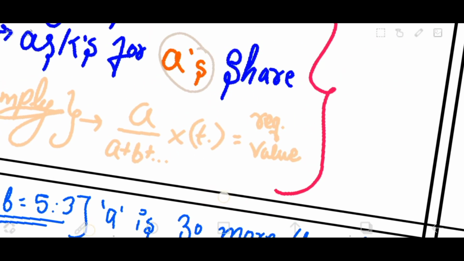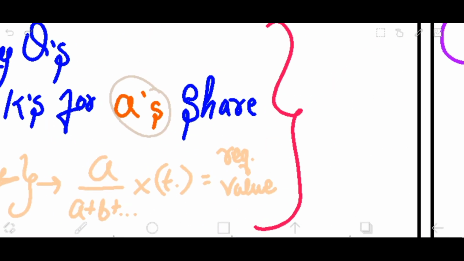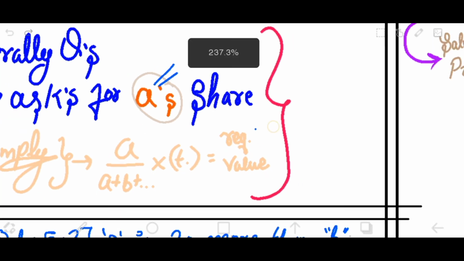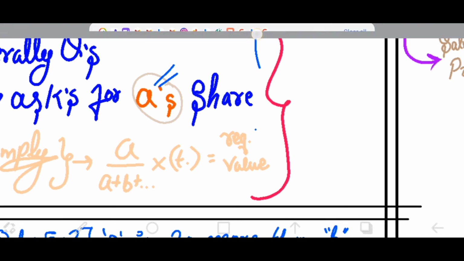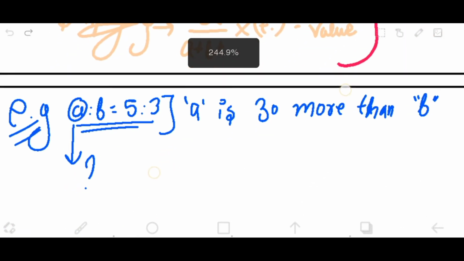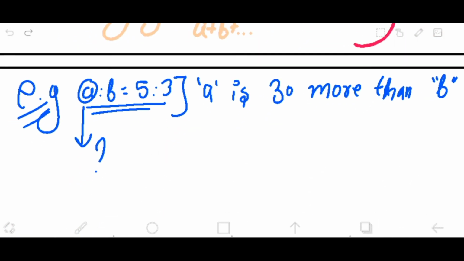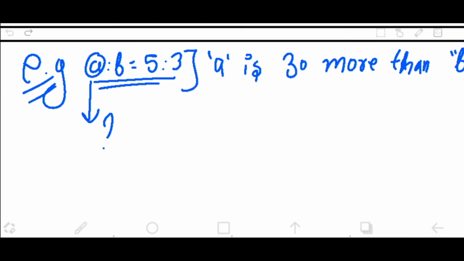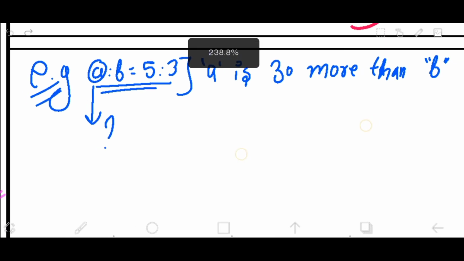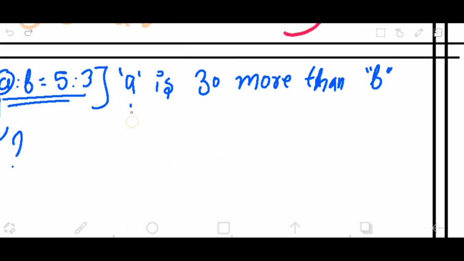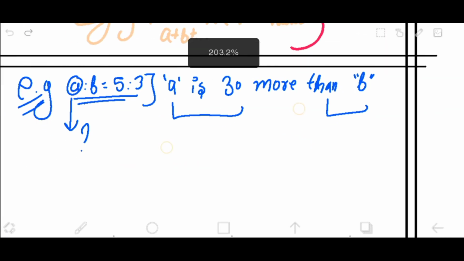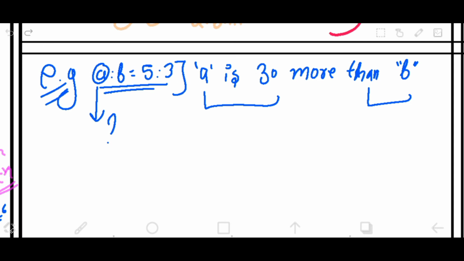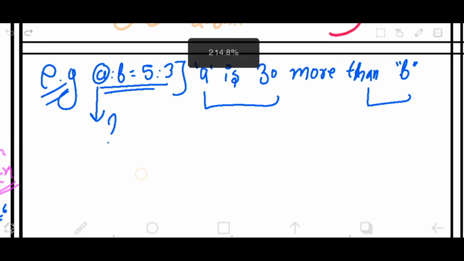So A here denotes the quantity which has been asked in the question, or the relative quantity which has been asked. That's just part of it. So here we are going to start. As you can see, the question states that A is 30 more than B, and it asks what A is.